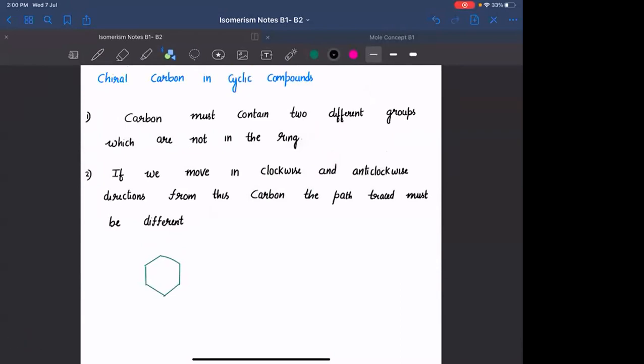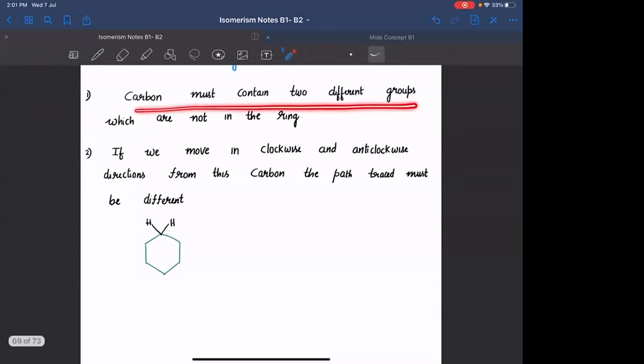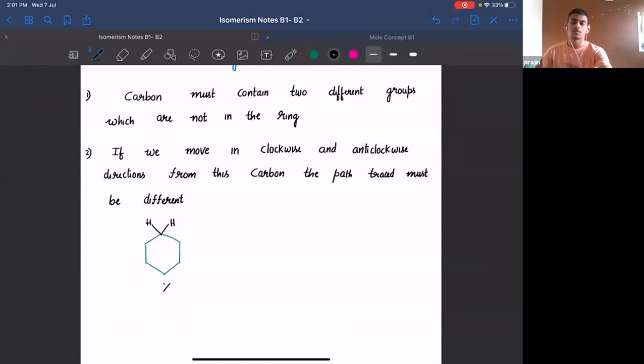What is the first point? The carbon must contain 2 different groups which are not in the ring. ये जो particular carbon है, this is having two groups, which are hydrogens, which are not part of the ring. The remaining two bonds are in the ring. But you are having two groups as hydrogen. So can this carbon be chiral? No, right? So in this particular case, there is no chiral carbon.